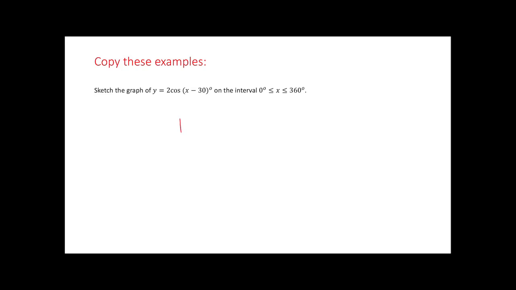So first thing we have to do is set up our x and y axis for our sketch. Remember, always label them as an x and y axis. Now this is the graph of 2 cos(x − 30). So its amplitude is 2, which means that it goes up to 2 and down to negative 2, and I'm getting that from the 2 before the cos.